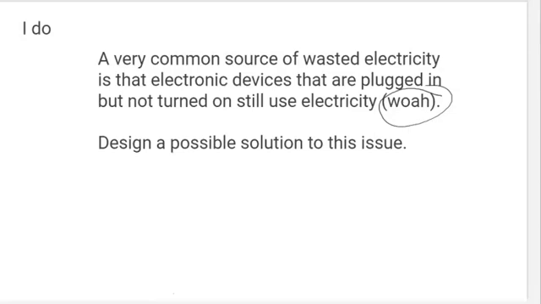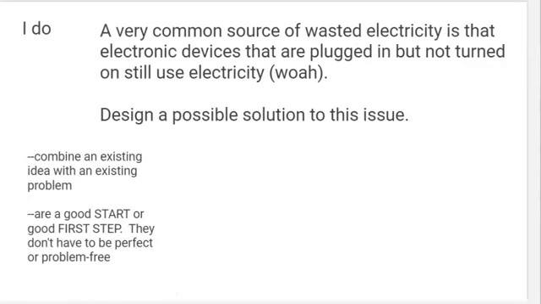So I was thinking about it, and my creative brain had an idea. Here's how it works. First, remember, I want to combine an existing idea with an existing problem. The existing problem's there, right? Our electronic devices are still using electricity even when they're not on or even when we're not using them. And it's going to be a good first step. It may not be perfect. You guys, I know, this is not the time to be technical. This is a creative time.